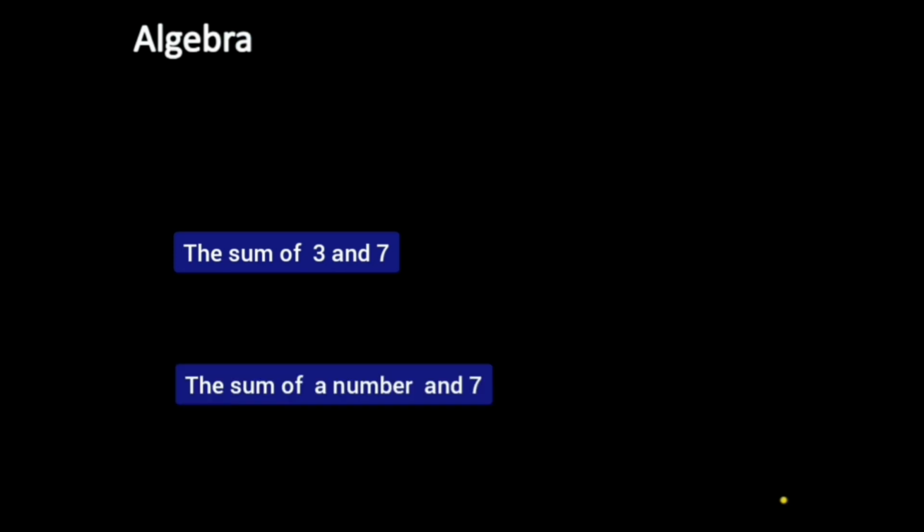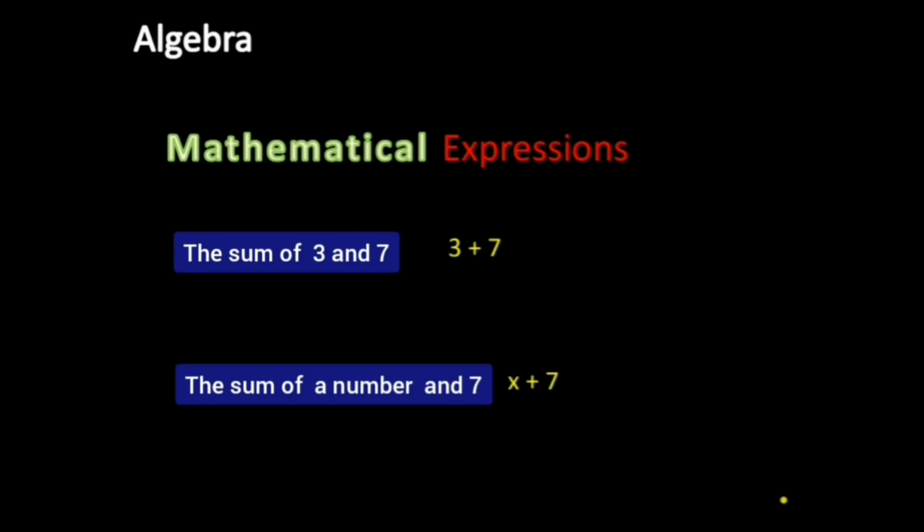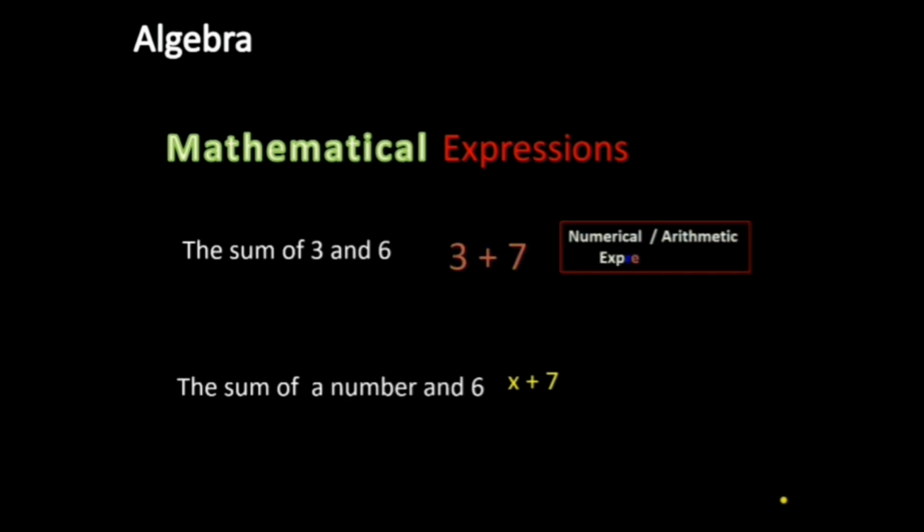Let me modify the question a bit. How do we write the sum of a number and 7? Since the number is unknown, we use a variable in its place and write it as x plus 7. Both these are called mathematical expressions. As the first involves only numbers, it's called a numerical expression. And because the second involves a variable, it's called an algebraic expression.